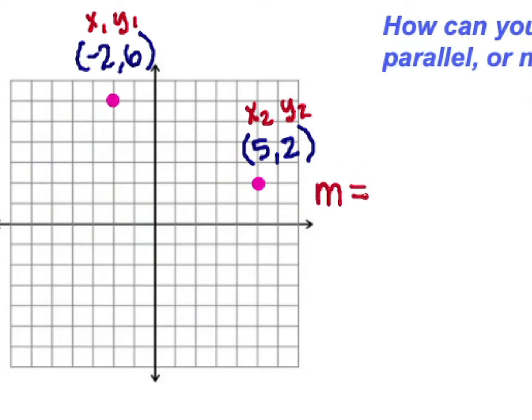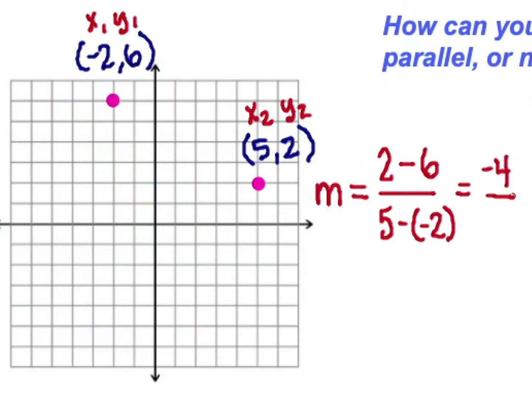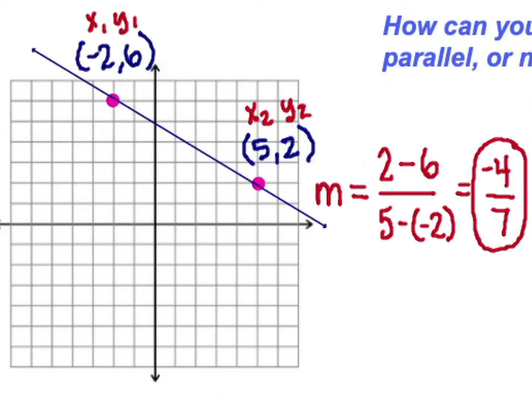So on the top, I want the rise, which is the y's. I'm going to take y2 minus y1. And then the run on the bottom would be the x2 minus the x1. Getting -4 over 7, which is how we counted that slope too, going down 4 and over 7.